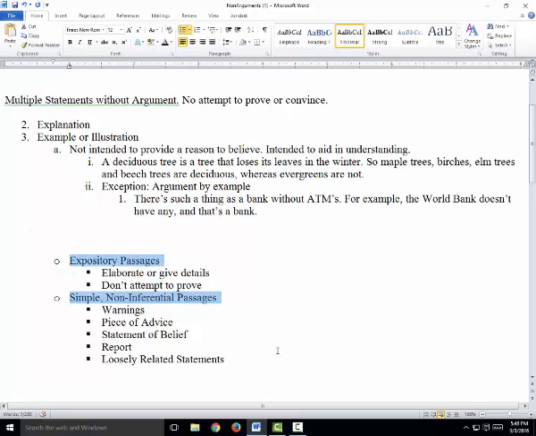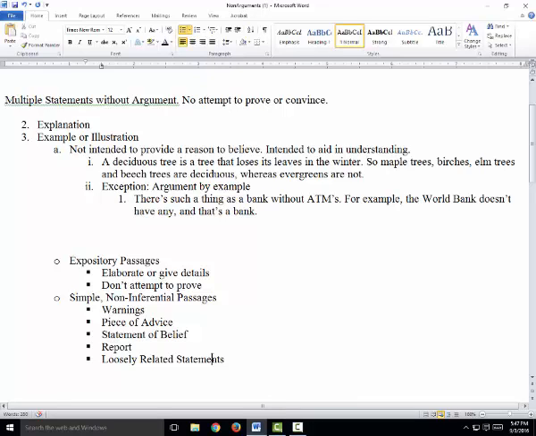And you're going to find that simple non-inferential passages is then broken down into a number of other categories, such as a warning or a piece of advice, statement of belief, and so on. But actually, the difference between all these categories is not so important to us. It's useful to keep these categories in mind so you can identify these things as not being arguments.